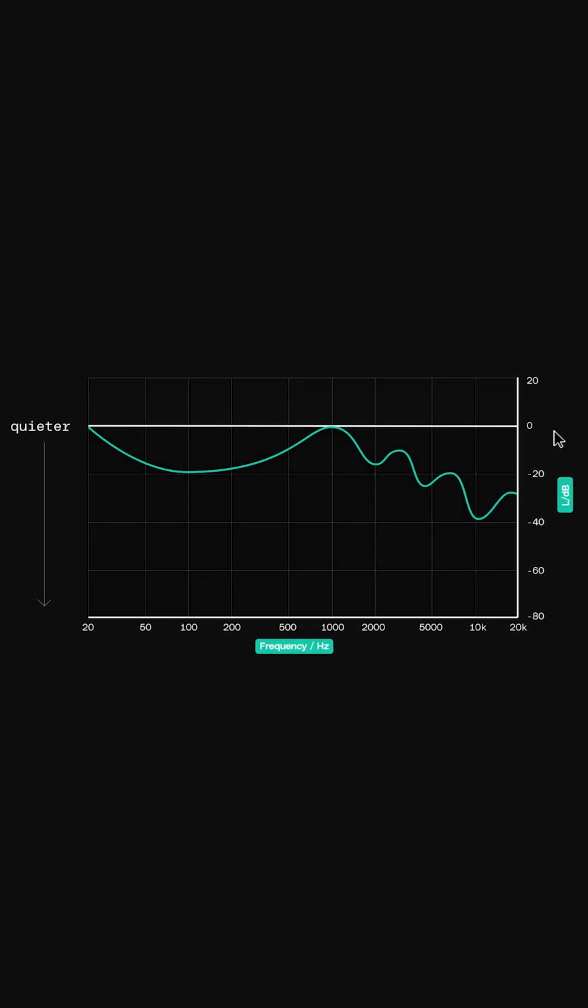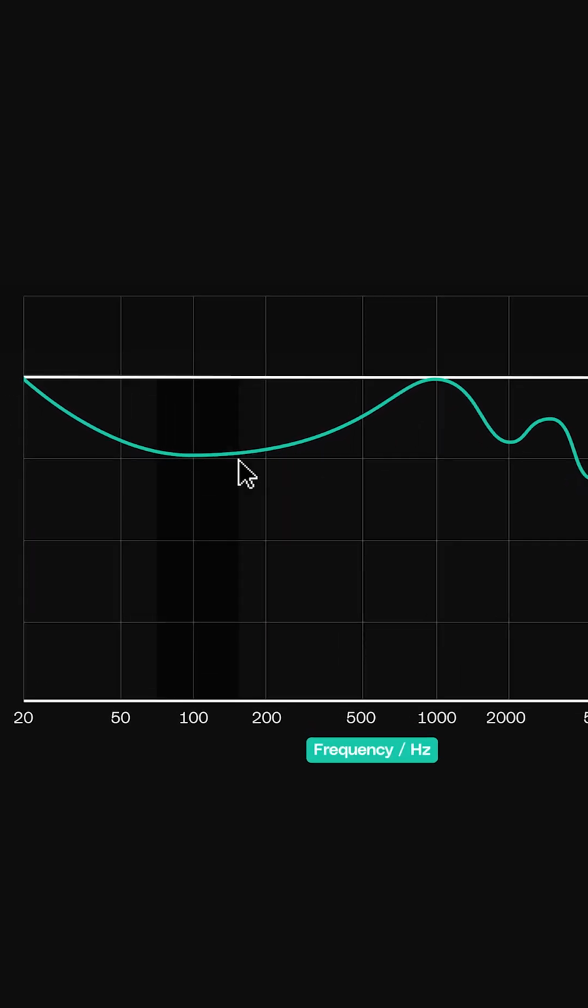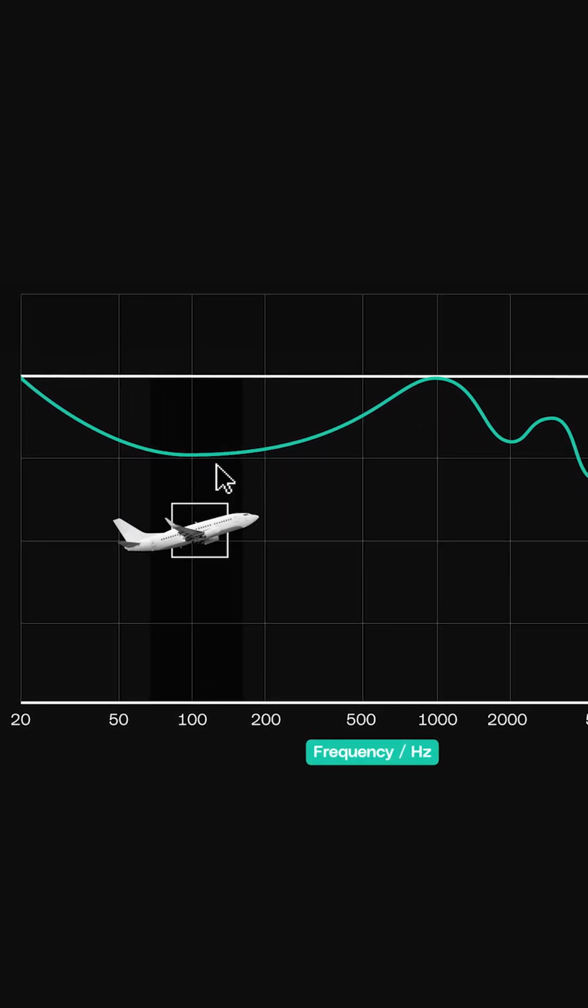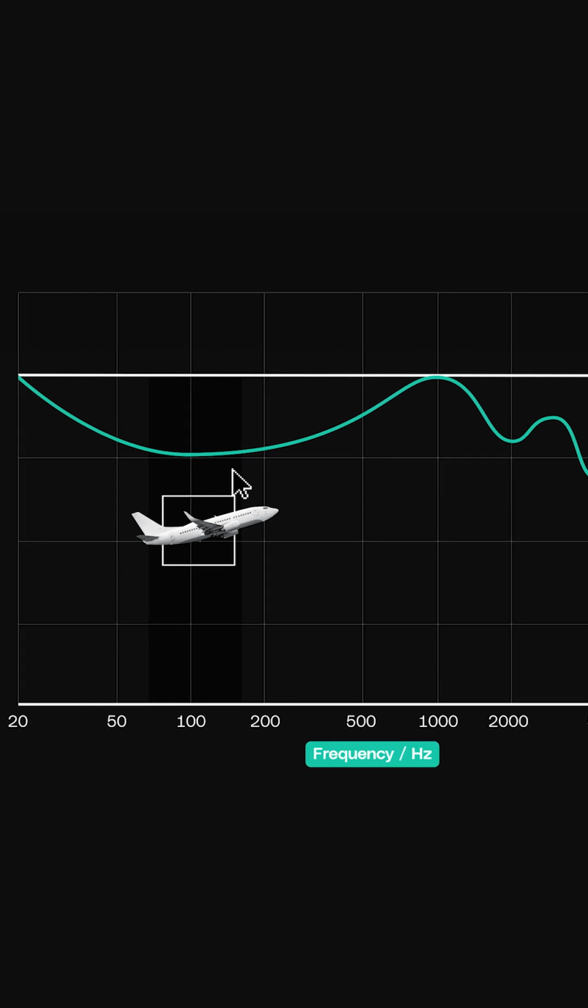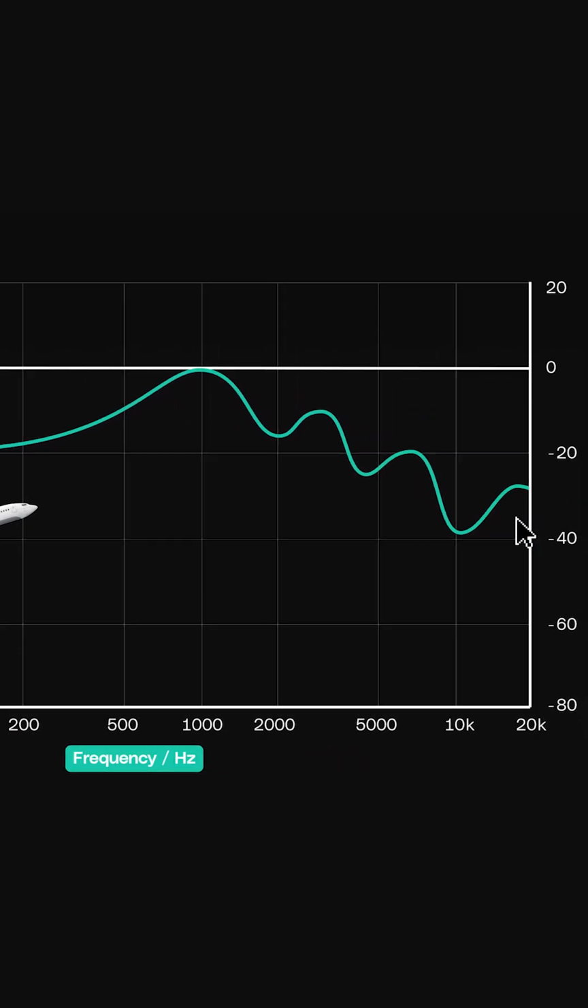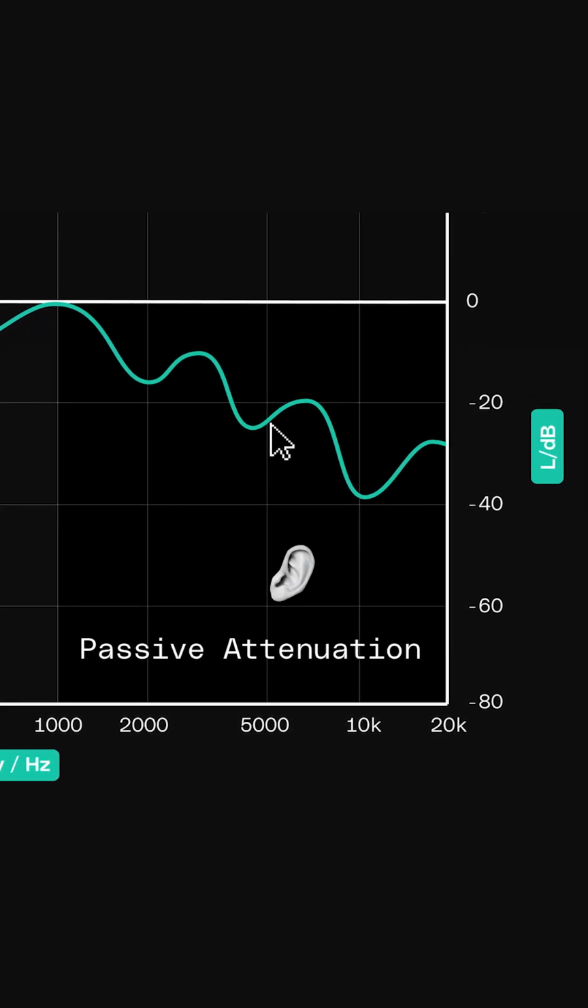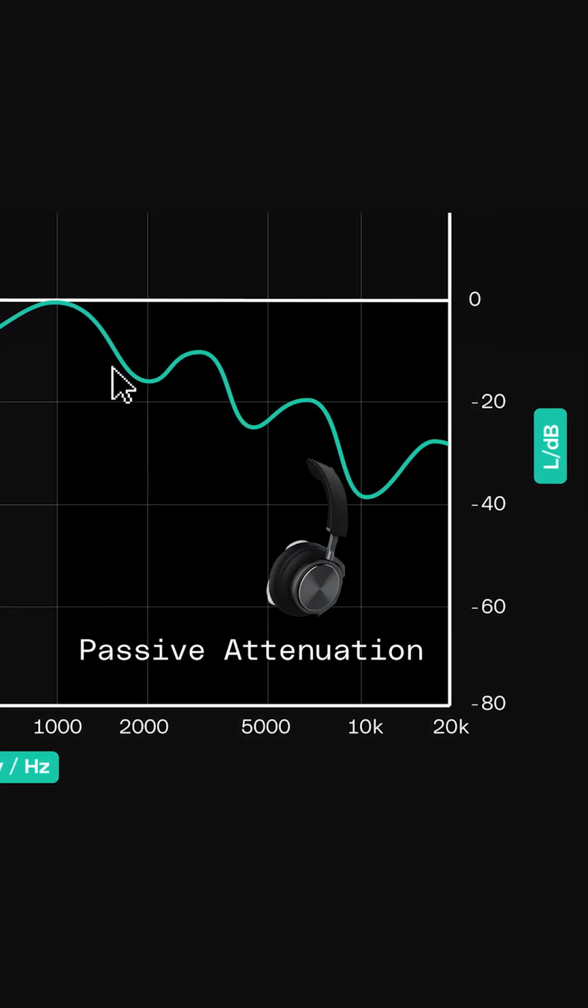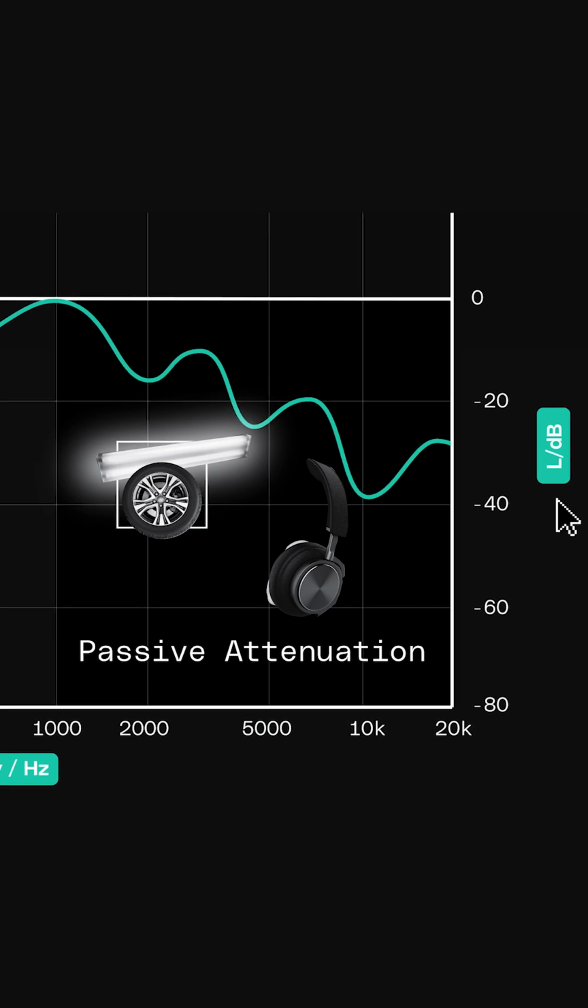ANC is pretty good at muffling lower frequencies, here around 120 Hz, like the drone of an airplane engine. It doesn't work as well at higher frequencies, but a well-designed ear cup can block a lot of this through passive attenuation, just plugging your ears basically. Think of screeching brakes or the whine of fluorescent lights.